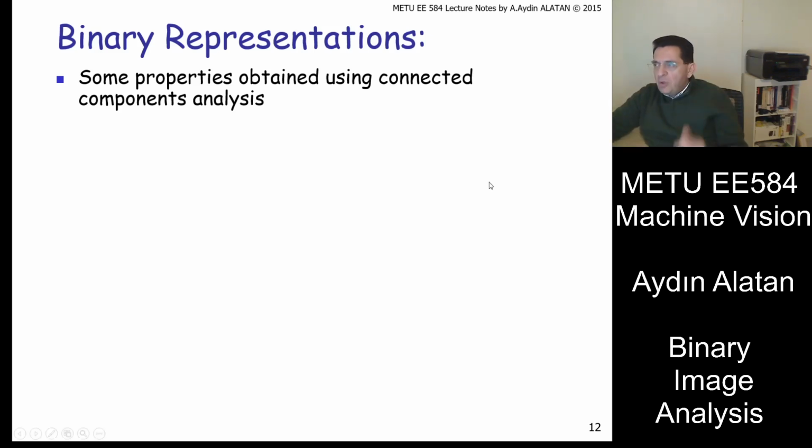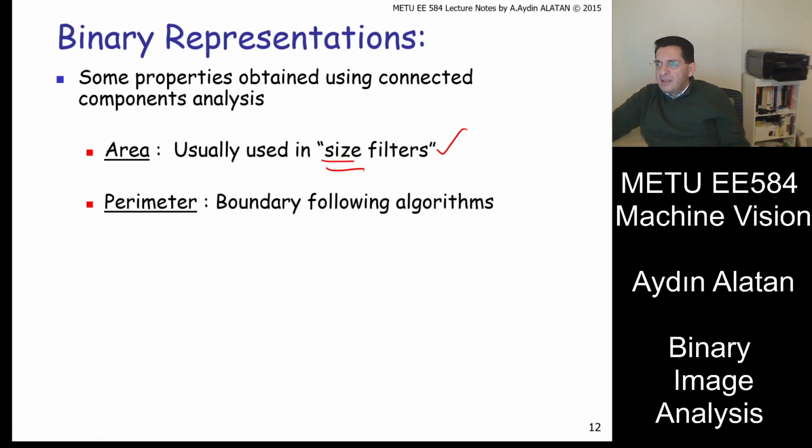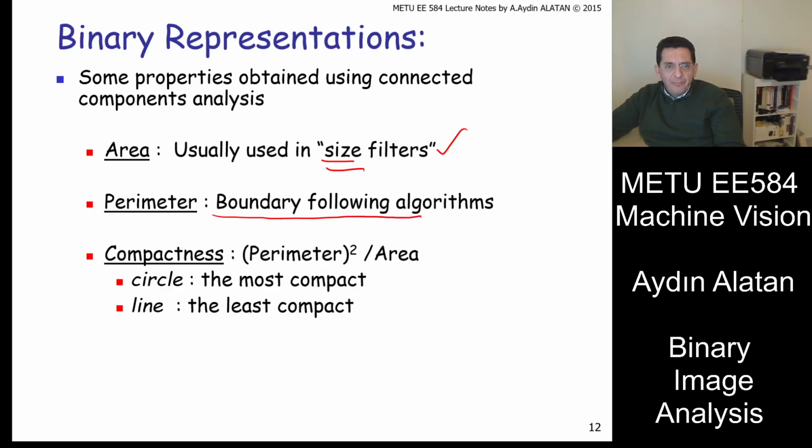Now I'm going to continue with binary representations, where life will be easier. Area: you can always use size filters and you can get rid of small binary pixels. These are called size filters, and these kinds of operations remove unnecessary redundant small objects. Perimeter is a very important tool. Boundary following algorithms are very simple. You can just guess how you can write a boundary following algorithm.